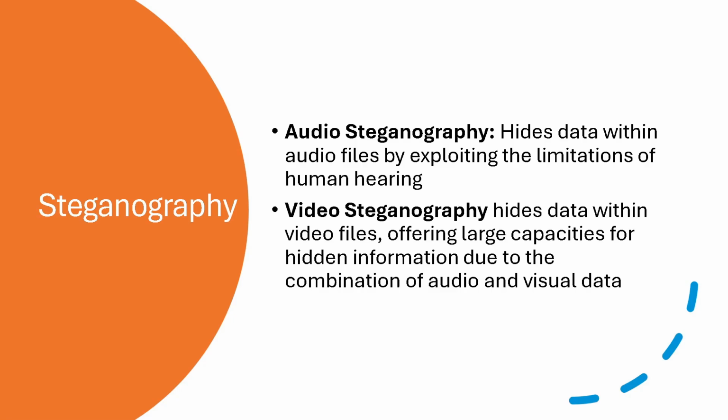Video steganography hides data within video files, offering large capacities for hidden information due to the combination of audio and visual data. In most cases, we modify the least significant bit of video frames, or we alter the motion vectors in video compression algorithms to encode the data.